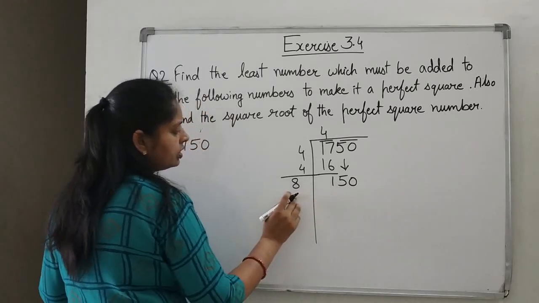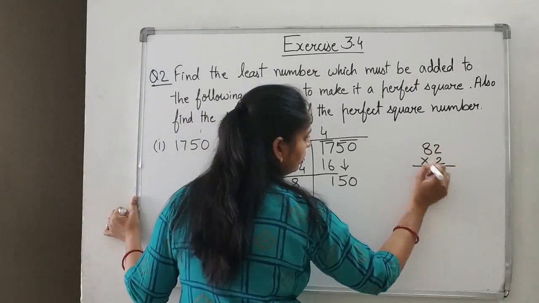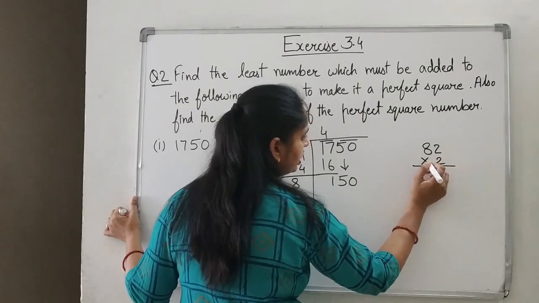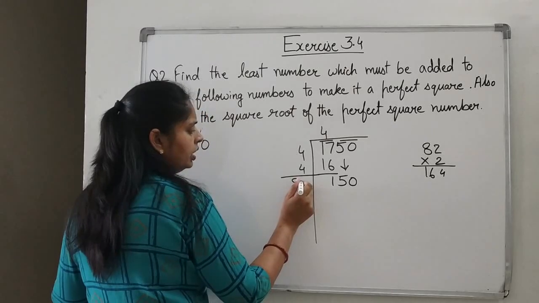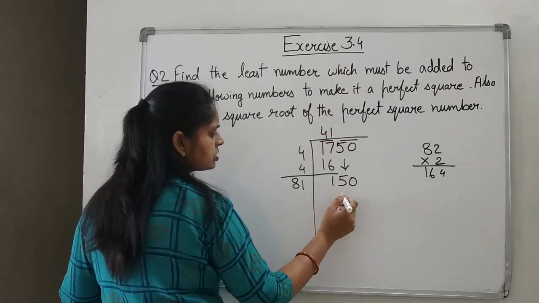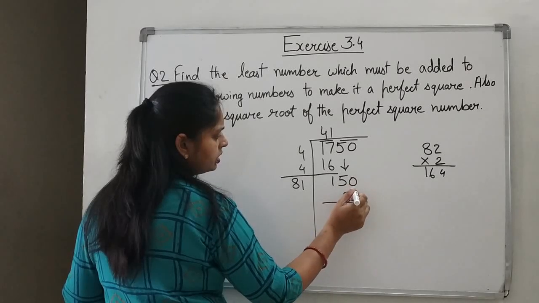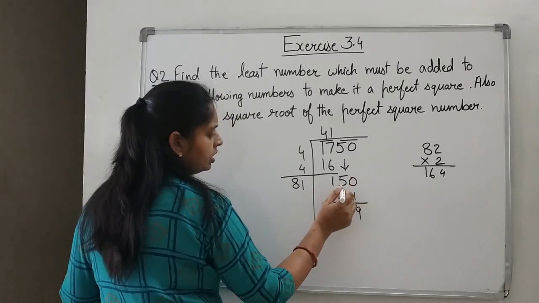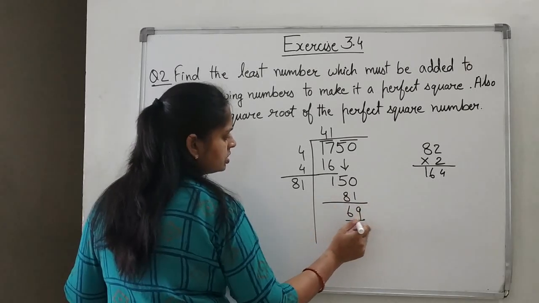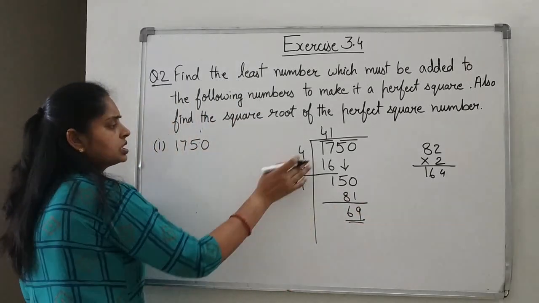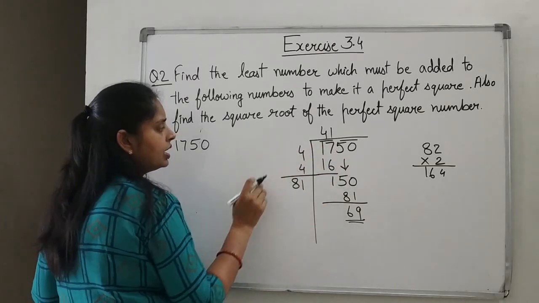So 150 is there. So 82 2s will not go because 2 2s is 4, 8 2s is 16. It is greater than this. Obviously I have to go for 1s. 81 1s is how much? 81. So subtract it down. 10 minus 1 is 9 and here is 14. 14 minus 8 is 69. But 69 can be subtracted to make it a perfect square, but 69 cannot be added in this.